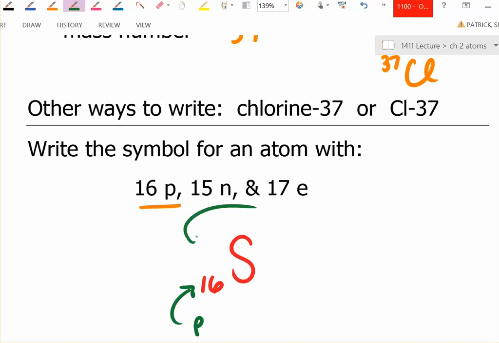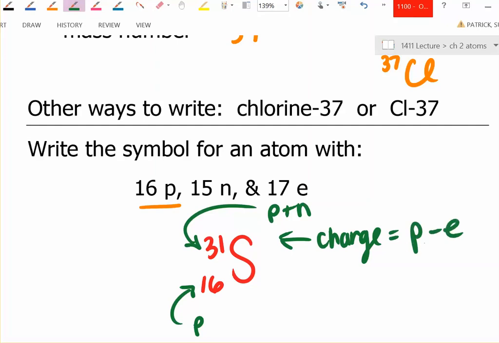The number up here needs to be protons plus neutrons. So for that, I'll take 16 and 15. So I need a 31 up there. And then let's see if this one has a charge. To get the charge, that is equal to protons minus electrons, because protons are positive and electrons are negative. So that's 16 minus 17 equals -1. So this one has a -1 charge.